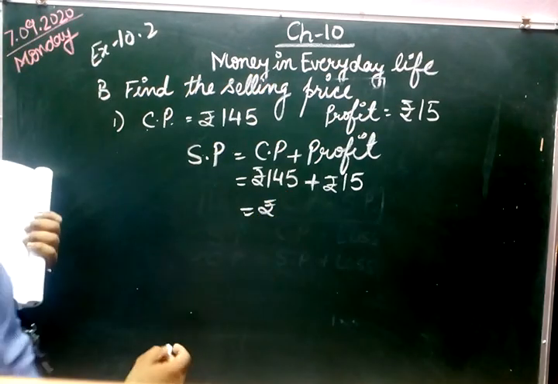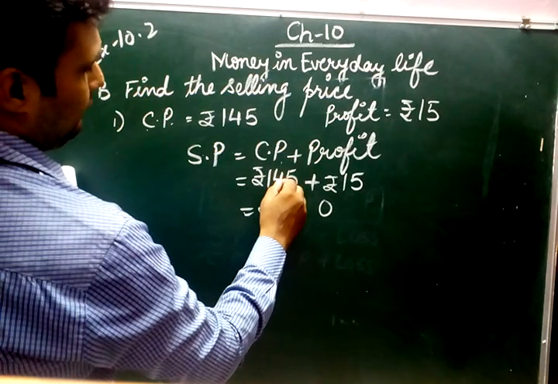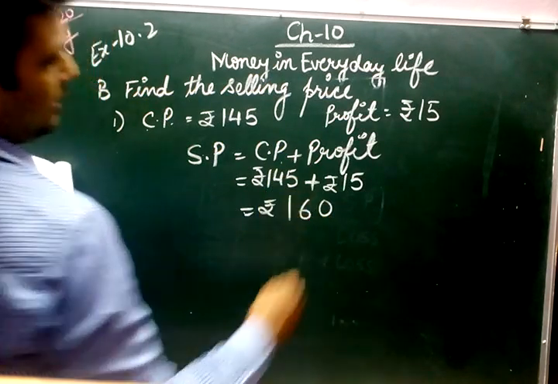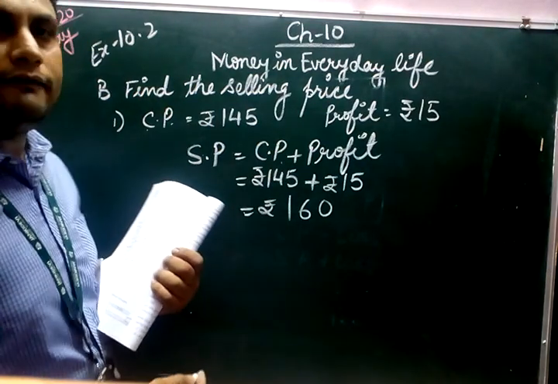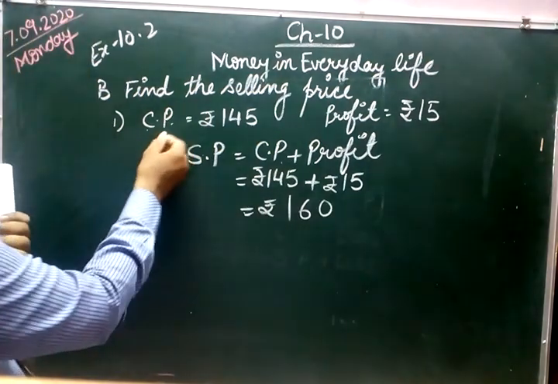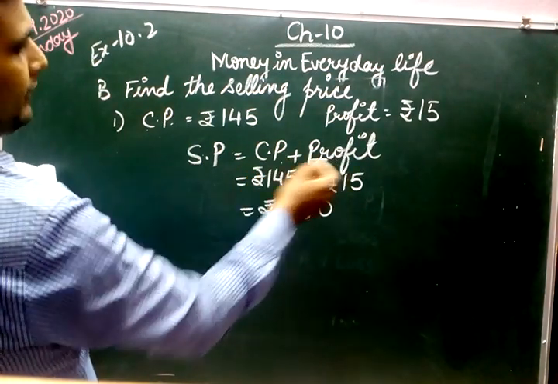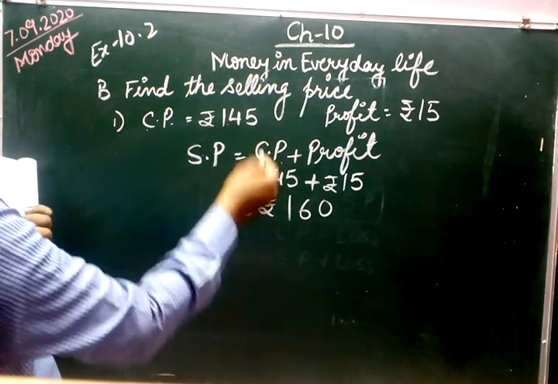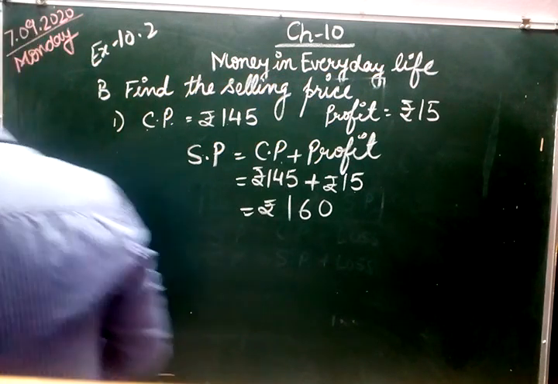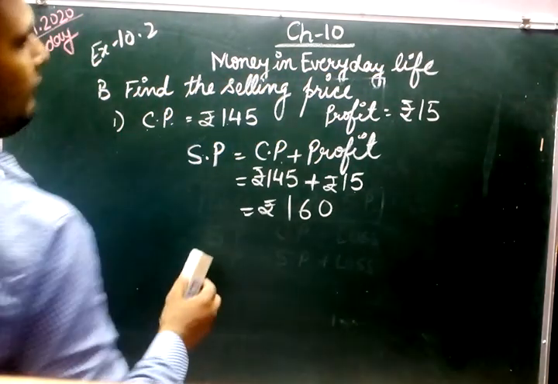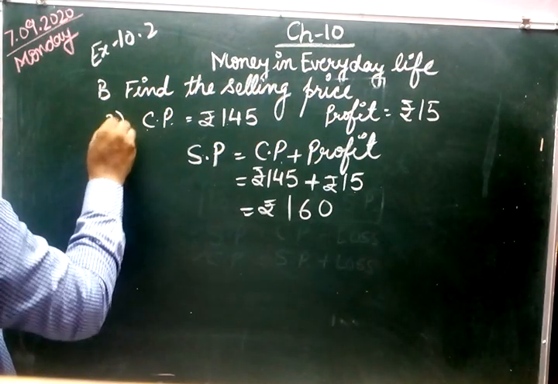So if we add both, we get 10, carry one, 5 and 1 is 6. So the answer is 160 rupees. In this way we can find out the selling price. When cost price and profit are given, we use the formula selling price equals cost price plus profit. Cost price is given as 145 rupees, profit is 15 rupees, then we add, the answer is 160. We will take another example, question number 3.